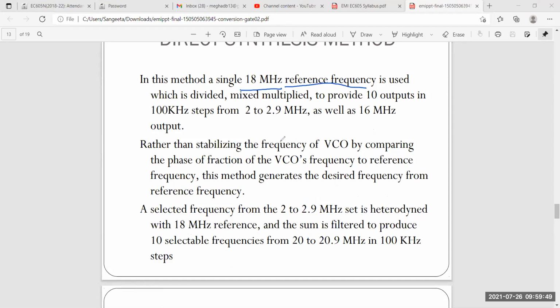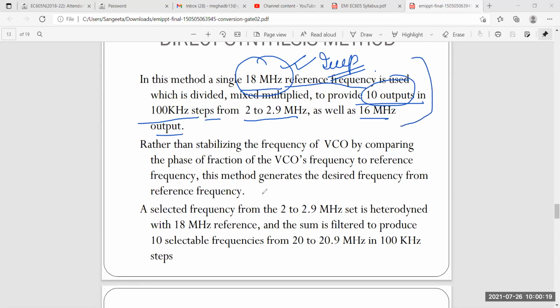In the case of this frequency synthesizer generator, the reference frequency is 18 megahertz. It's important. This 18 megahertz frequency is divided, mixed, and multiplied to provide 10 outputs. From this 18 megahertz, we are getting 10 outputs in 100 kilohertz steps from 2 to 2.9 megahertz, as well as 16 megahertz outputs. This is the expected value we can obtain in the direct synthesis method from an 18 megahertz reference frequency.